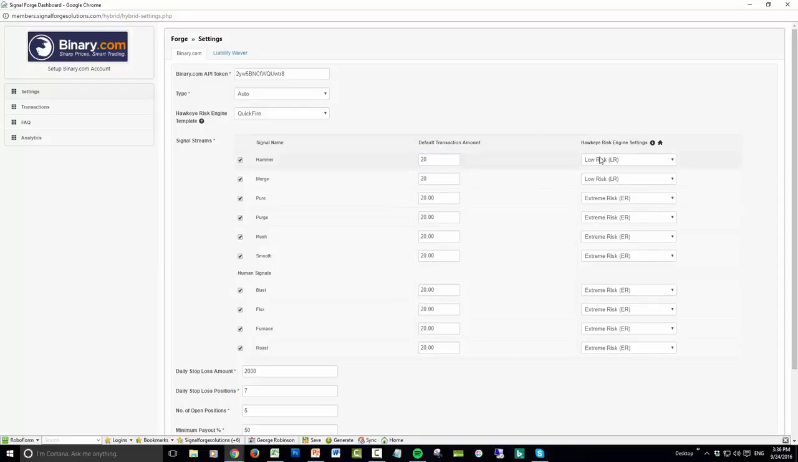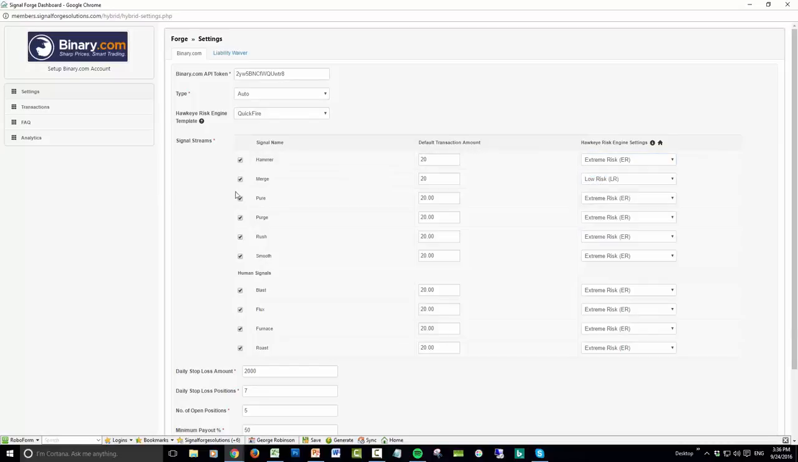But the Hawkeye risk engine that we're talking about here, it gives you an option anywhere between extreme risk all the way down to no risk. I have no idea how you would have no risk unless you weren't trading, but whatever. So there's a range in here from extreme risk down to very little risk basically.